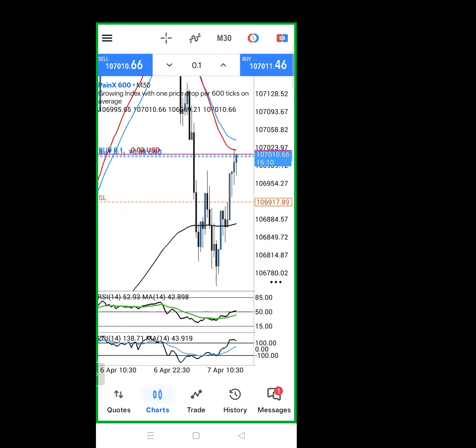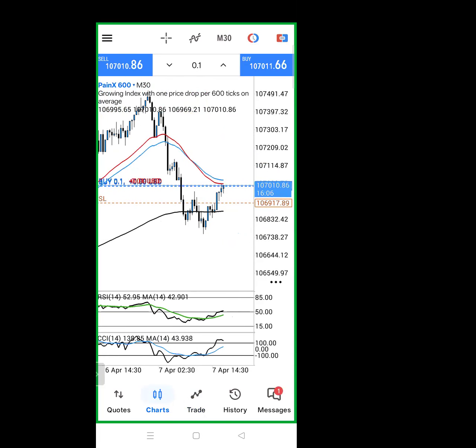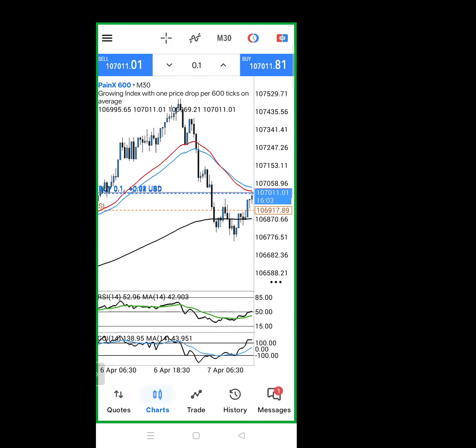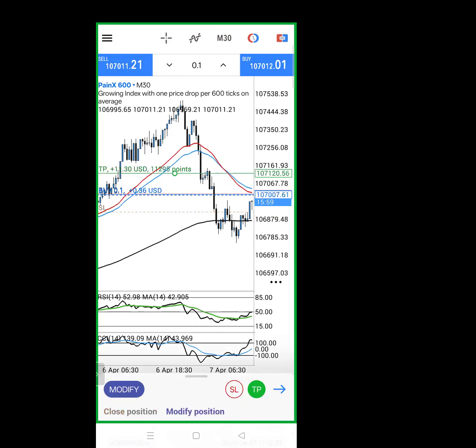First was to make a decision where to put the stop loss, right? So now let's make a decision of where to put take profit. So take profit can actually be here.